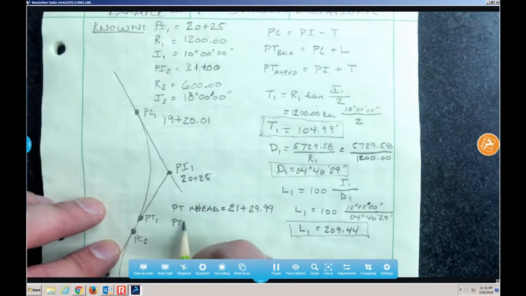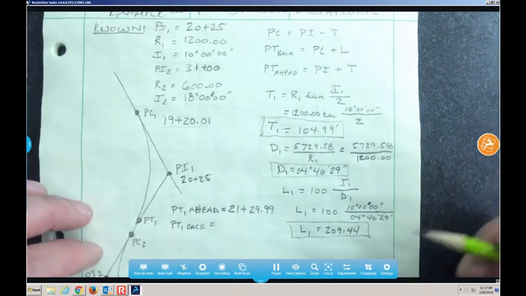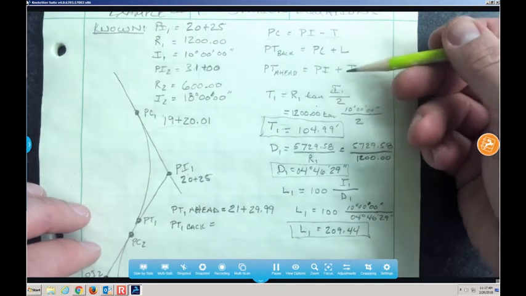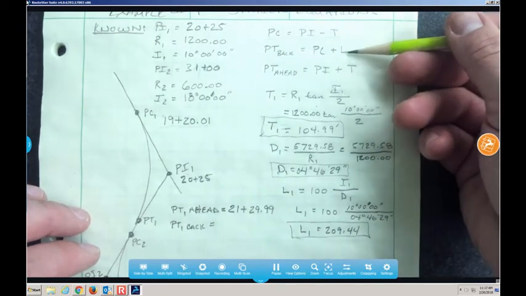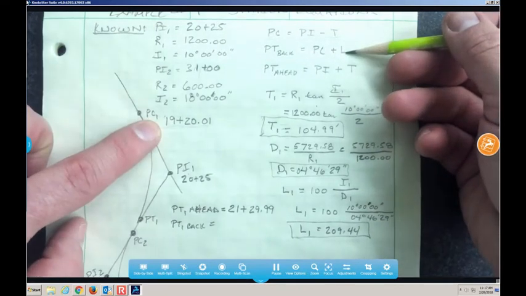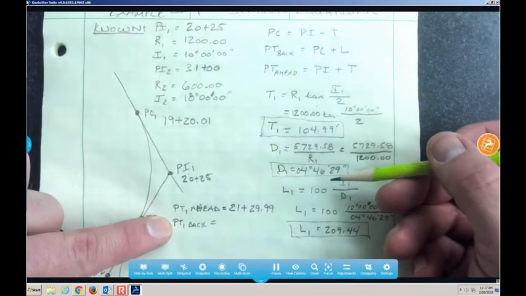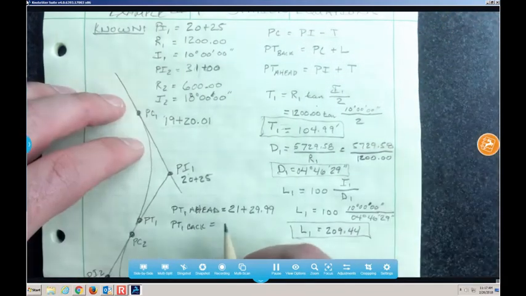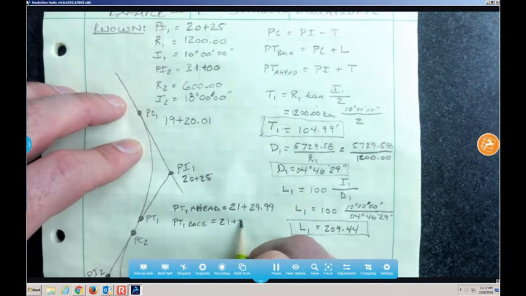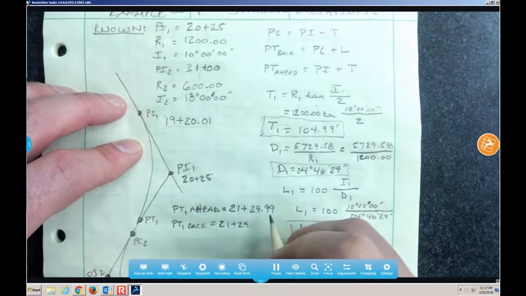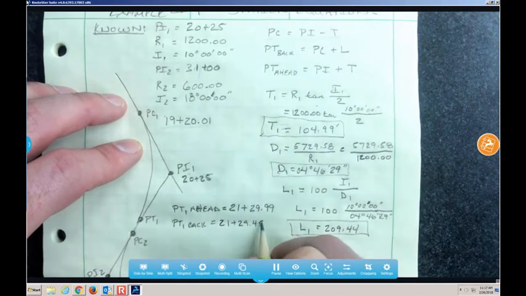Now, based on this up here, we can find our PT back. So the PT back would be the PC plus L. PC station plus L will give us the PT back: 21 plus 29.45. Okay.